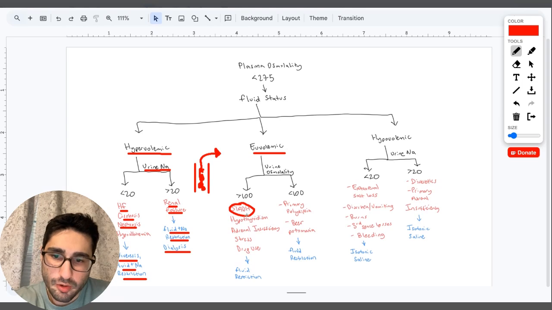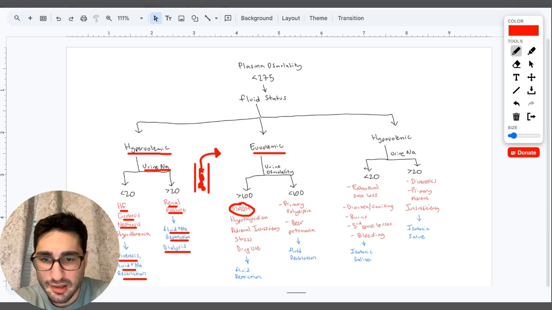Remember, the antidiuretic hormone only reabsorbs water through the aquaporin channels. We're not reabsorbing anything else. So that is why we're going to get hyponatremia, because that extra fluid that we are reabsorbing is going to dilute the sodium within the serum.